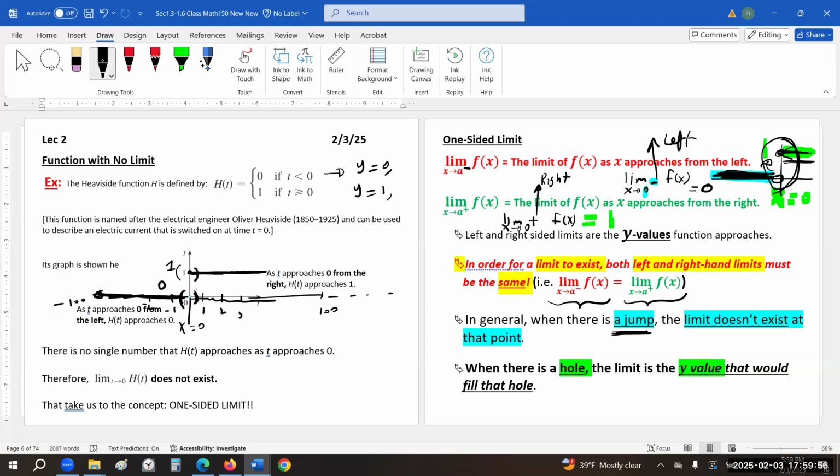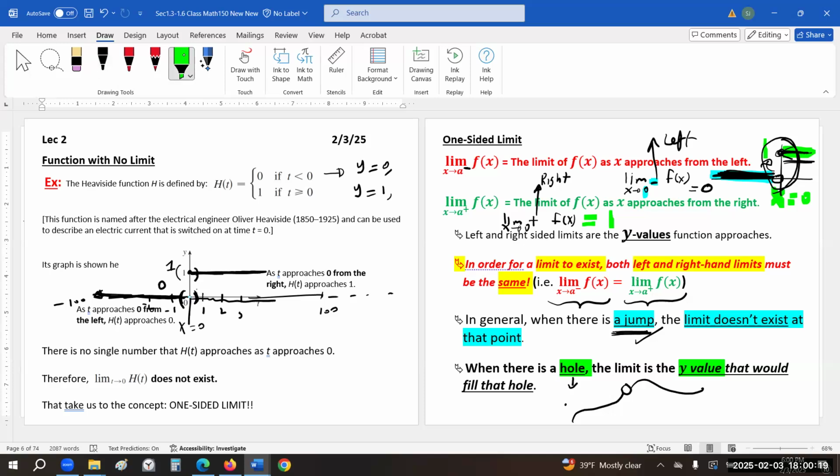When there is a hole, the limit is the y value that would fill the hole. So when you have a hole in the function, the limit actually does exist. The limit doesn't exist at a jump, but when you have a hole, the limit does exist. Okay, what does hole mean? Let's say you have a function something like this.